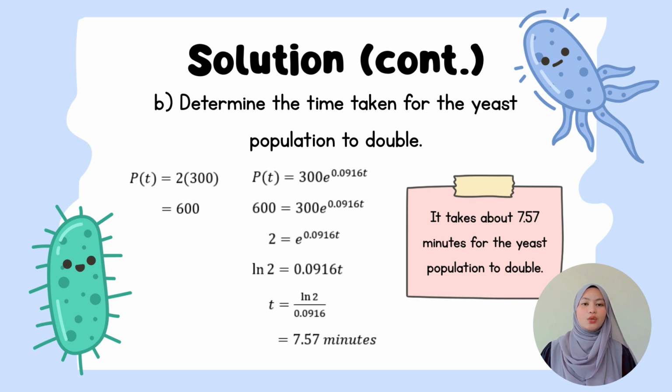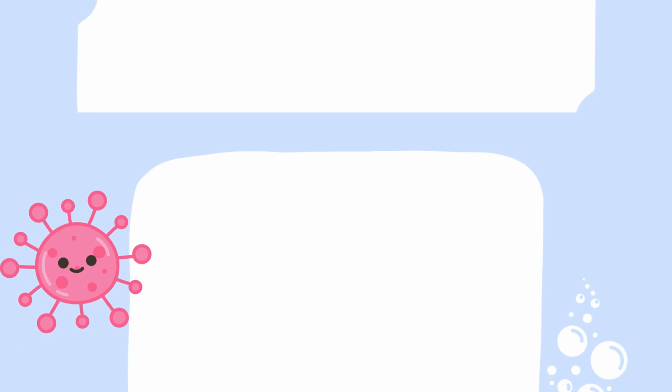Therefore, after that, we need to take the ln of the equation, and the equation will be ln 2 equals 0.0916t. Therefore, we get that t equals ln 2 divided by 0.0916, and the answer is 7.557 minutes. Therefore, it takes about 7.57 minutes for the yeast population to double.